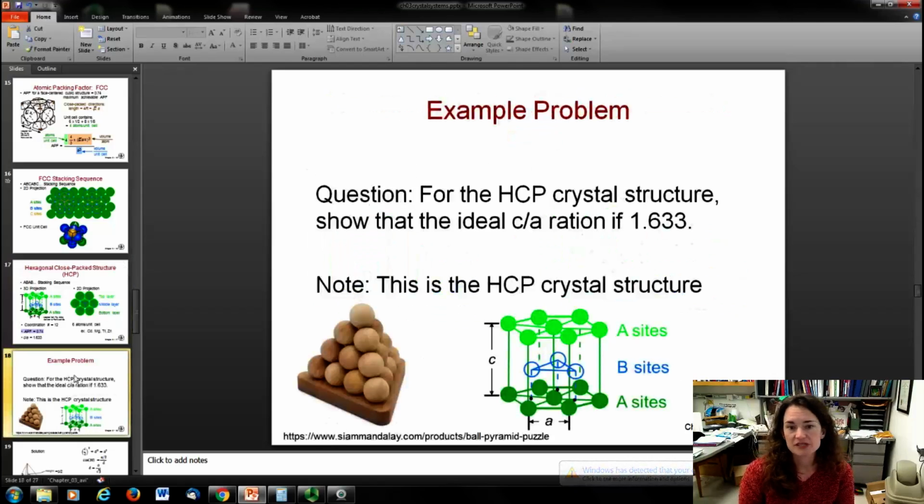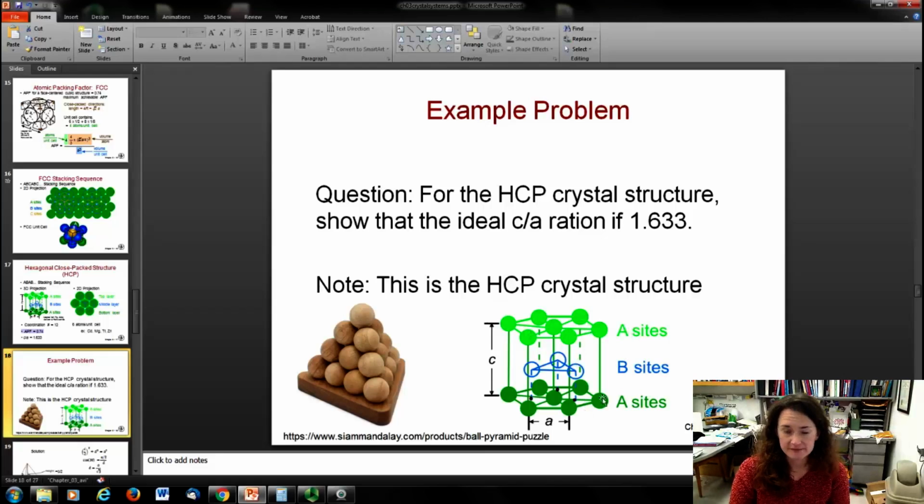All right, let me do an example problem concerning the HCP crystal structure. So the question for this example problem is, for the HCP crystal structure, show that the ideal C over A ratio is 1.633. Okay, so note, this is the HCP crystal structure, okay? Here you have your hexagon and then your little triangle in the middle and your hexagon on top.